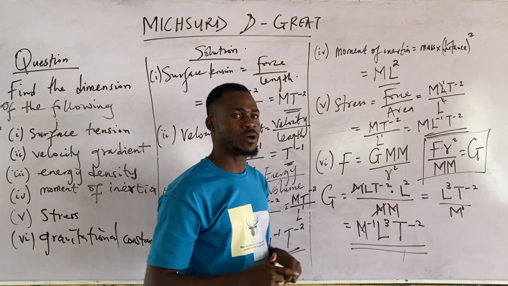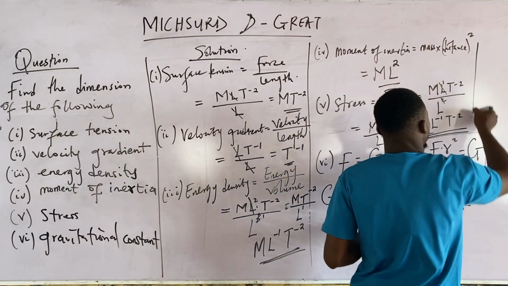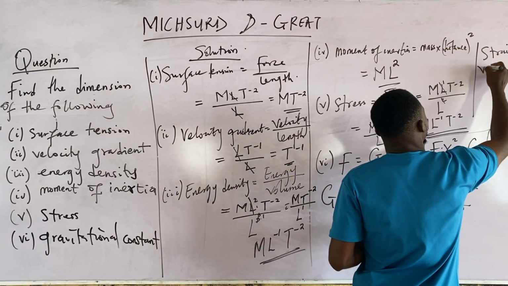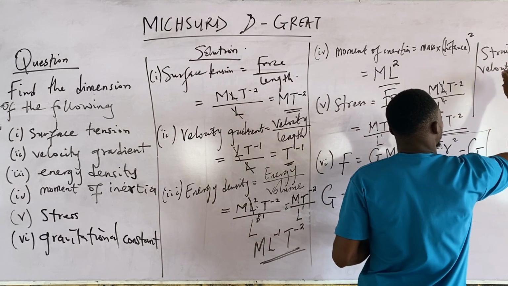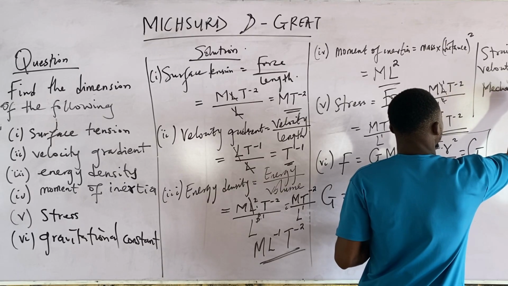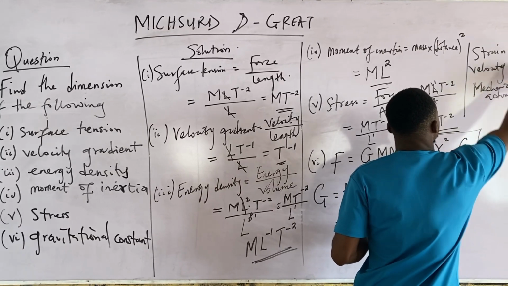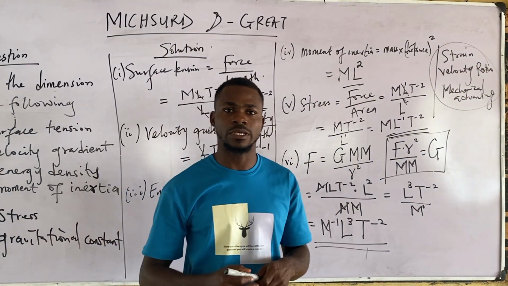So I'll give you an assignment. Try to do this and post on the comment section the dimension for strain, the dimension for velocity ratio, and also the dimension for mechanical advantage. Find the dimension for these quantities and let us know in the comment section.